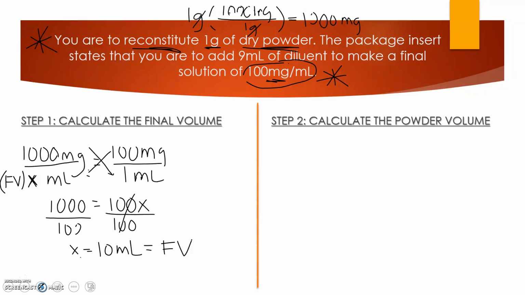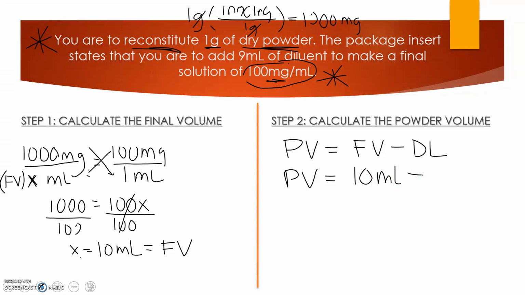We can now find powder volume by using our regular formula. Powder volume equals final volume minus diluent volume. We just found final volume was 10 mLs. Our diluent volume was given to us in the problem, 9 mLs. So our powder volume is then 1 ml.